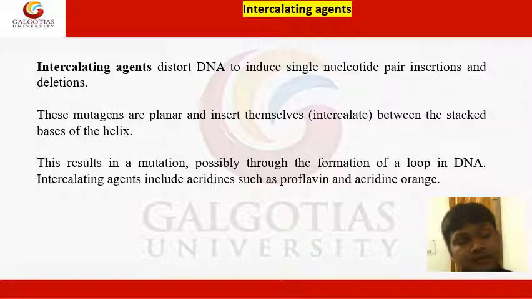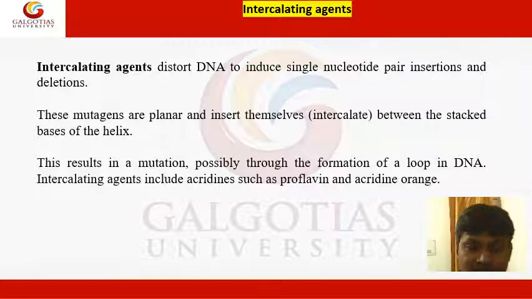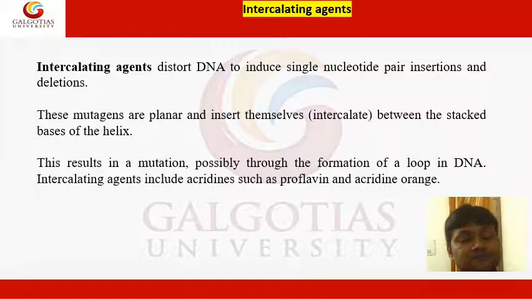Now the intercalating agents. Intercalating agents distort DNA and induce single nucleotide pair insertions or deletions. These mutagens are planar and insert themselves between the stacked bases of the helix. This results in mutations, possibly through the formation of a loop in the DNA. These agents include the acridines, such as proflavin and acridine orange.